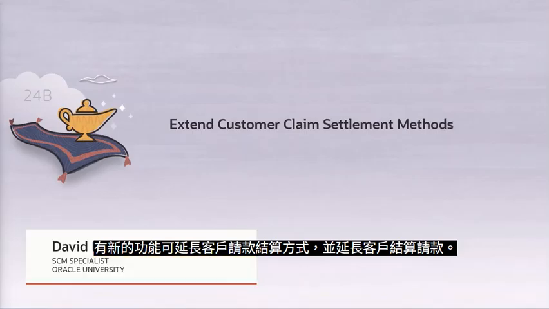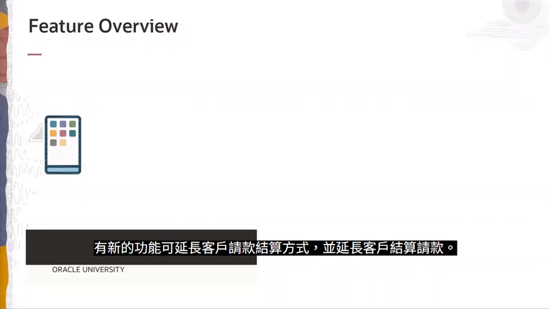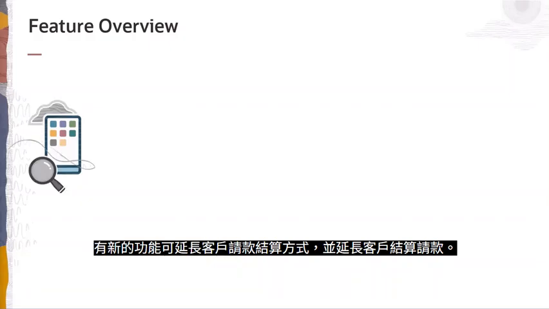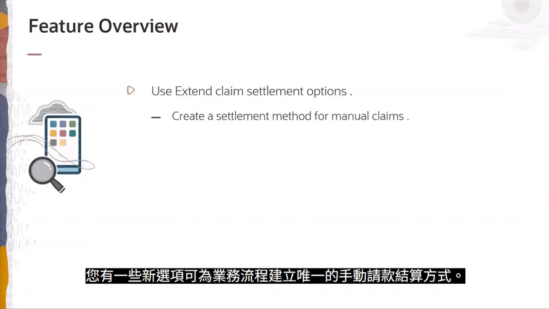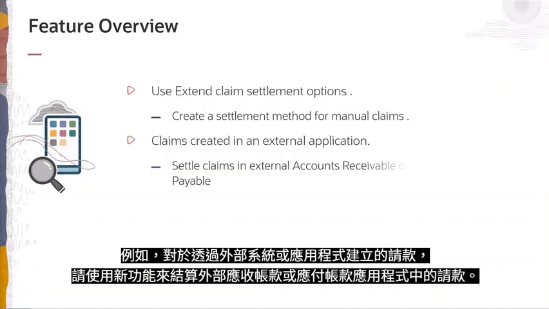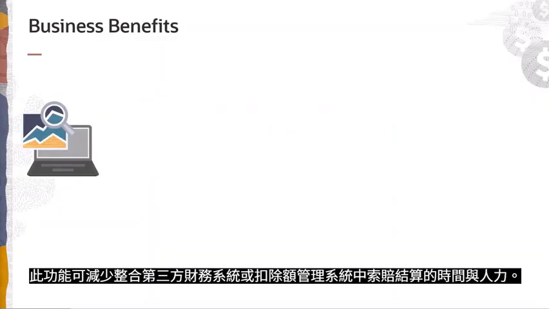There is new functionality to extend customer claim settlement methods. Extend customer settlement claims. You have some new options to create a settlement method for manual claims that is unique for your business processes. For example, for claims created via an external system or application, use the new feature to settle those claims in an external account receivable or payable application.